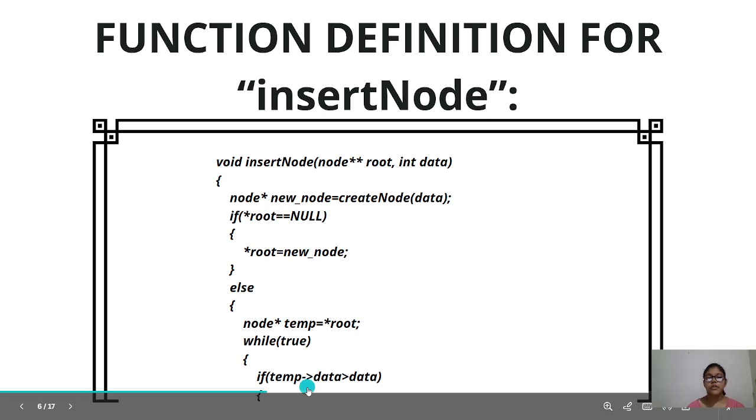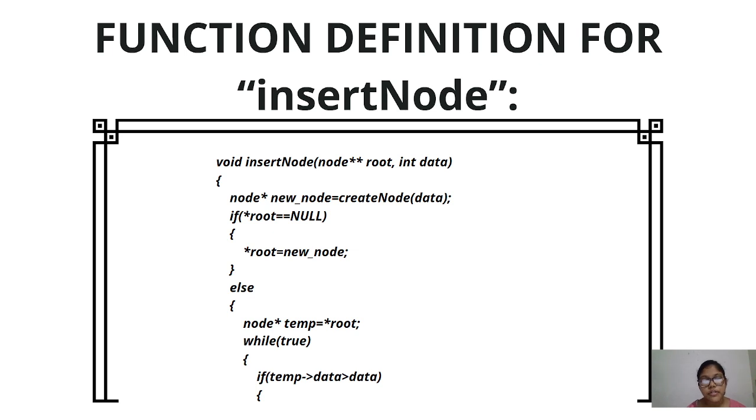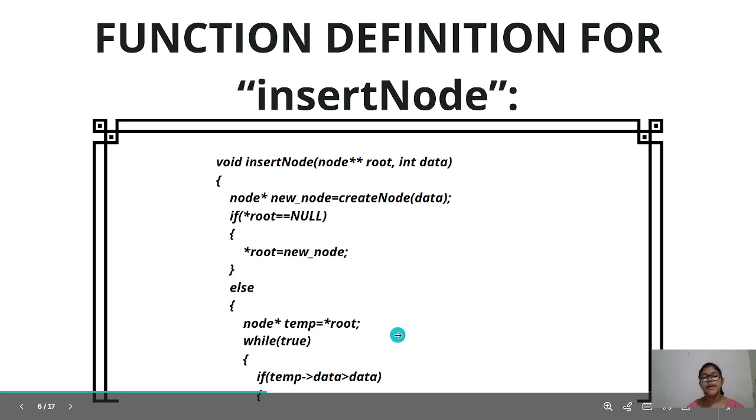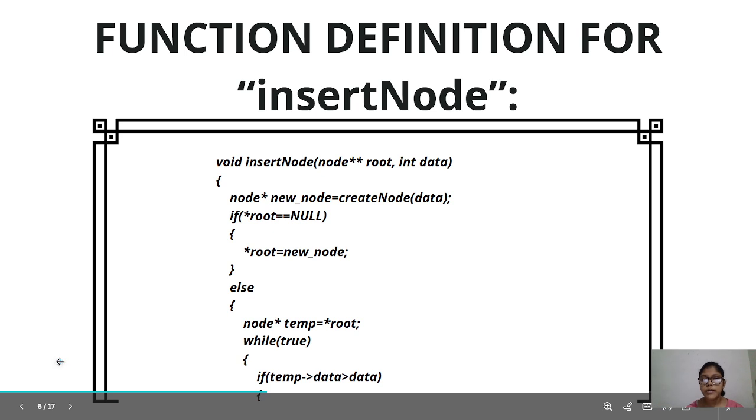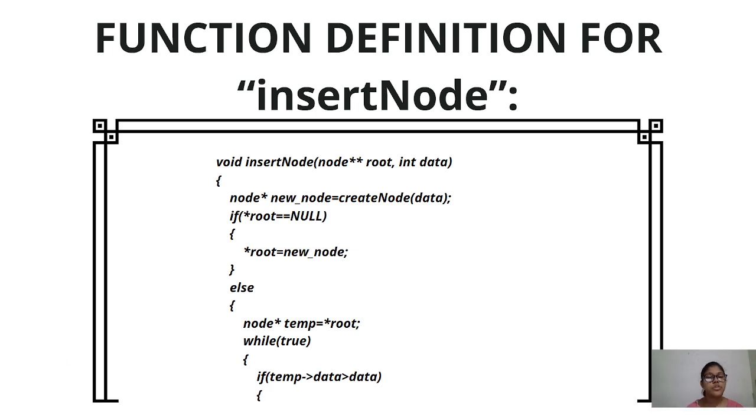While true, here we are using true so that until and unless the false condition comes, it will continue this loop. If temp of data is greater than data, that means the value at the root is greater than the data given by the user. That means the data given by the user is less than the value at the root.